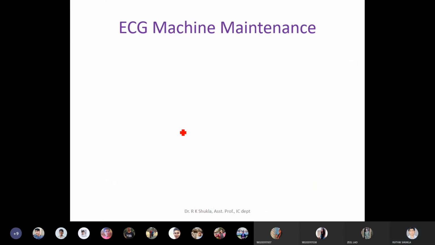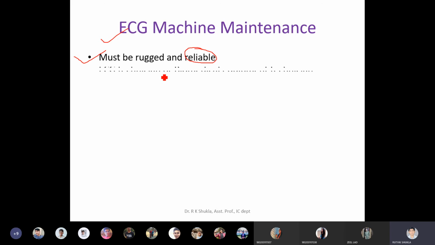Okay. આ સમજવું જરૂરી છે, because if you want to look at this machine maintenance process, the first and foremost requirement is whenever you are using a machine, that machine must be rugged and it has to be reliable. This is very, very important, reliability. The machine should give the result which is accurate and it should not fail. That is the first thing. Second thing is, an ECG technician or biomedical equipment technician has to be present in the hospital or where they are recording the ECG of a patient.